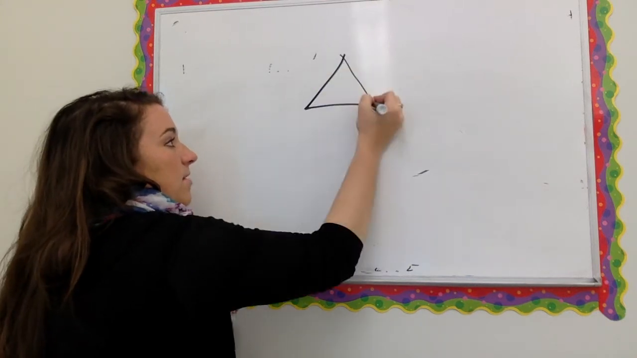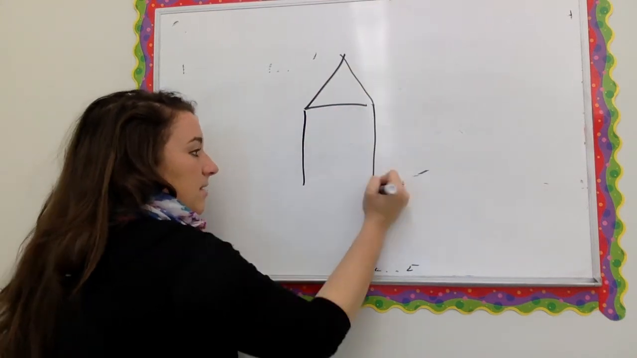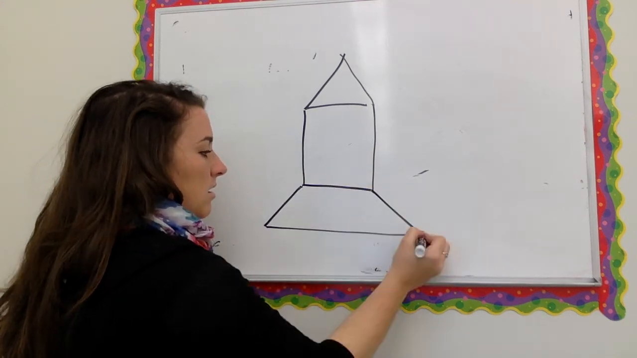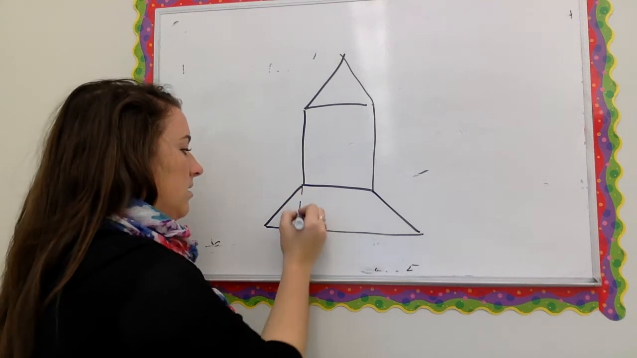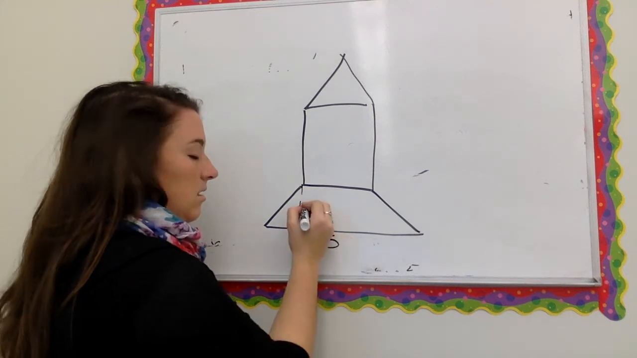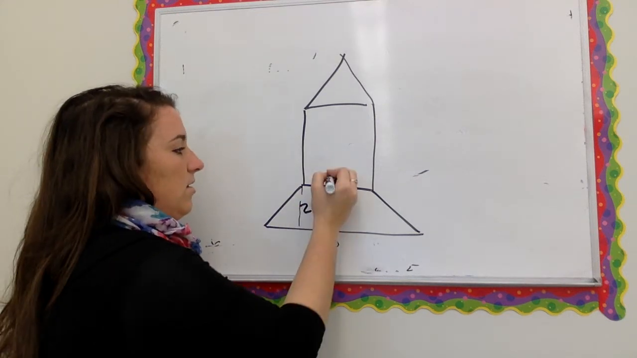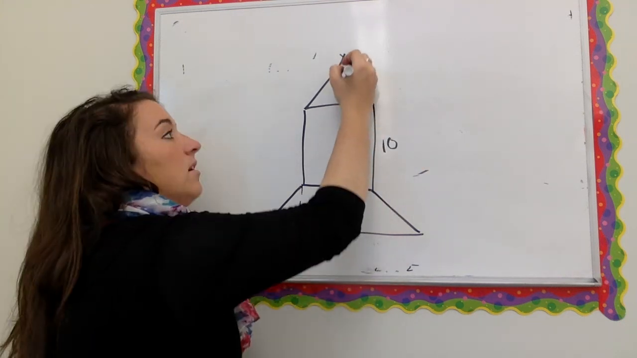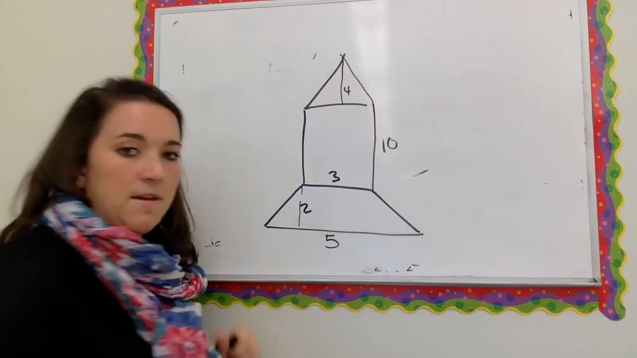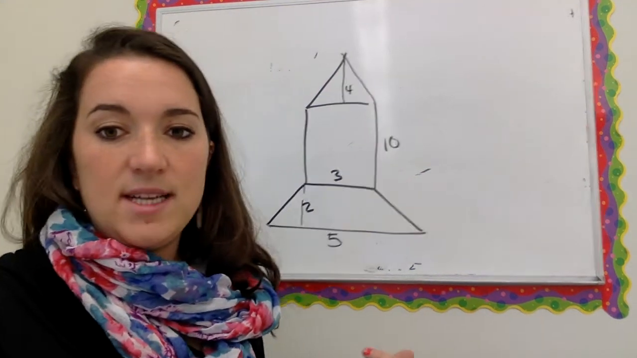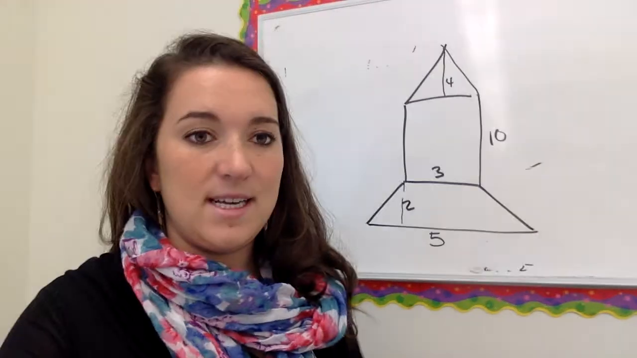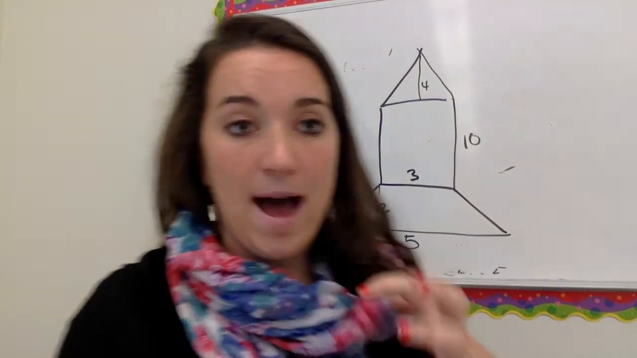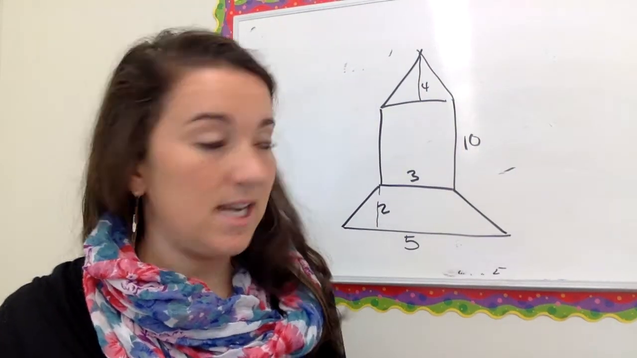So we have a rocket ship with a lot of different measurements labeled. Five, 2, 3, 10, and 4. Okay, so the way that you need to find this is by breaking apart all of these different shapes into shapes we know how to measure, which are triangles and rectangles.